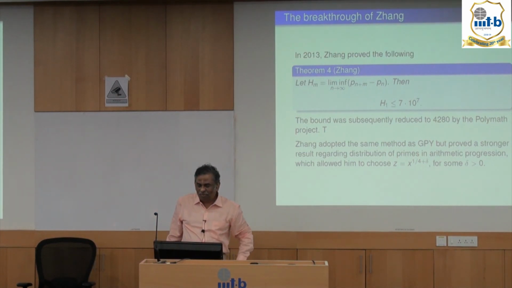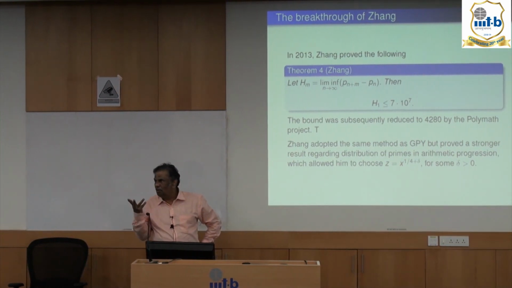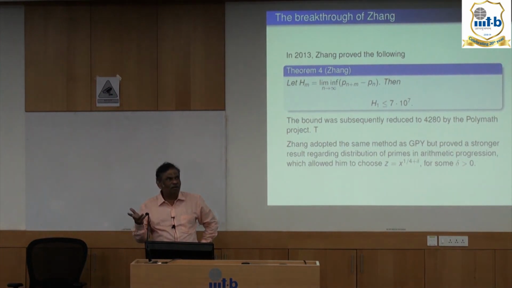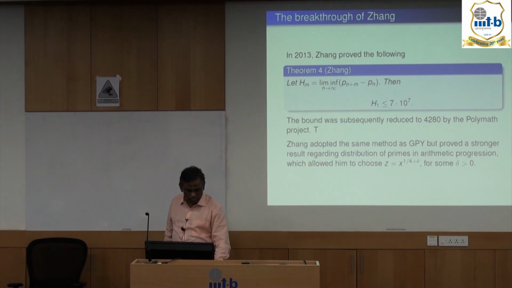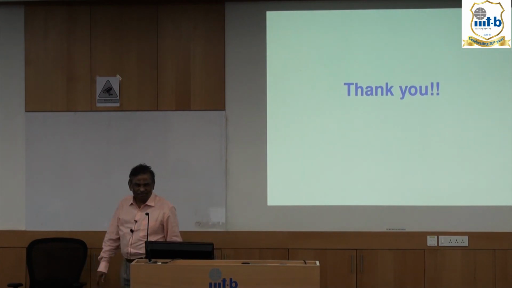And this number was subsequently reduced to 4,280 by the Polymath project. I don't know whether you have heard about the Polymath project. You know better how a joint work is always helpful in getting all the issues cleared and being able to prove things. And yeah, that's all. Thank you.